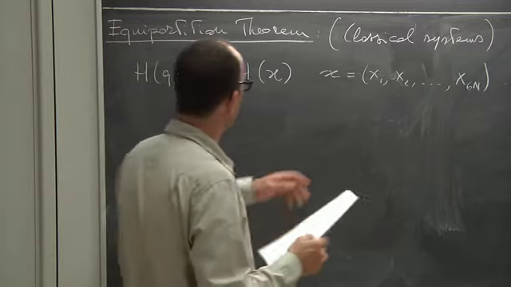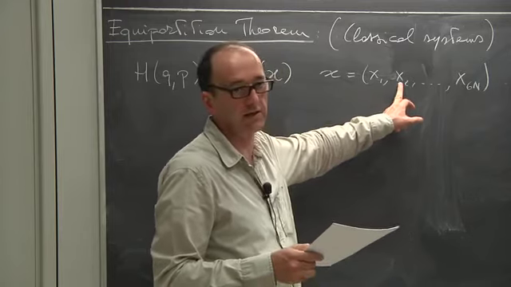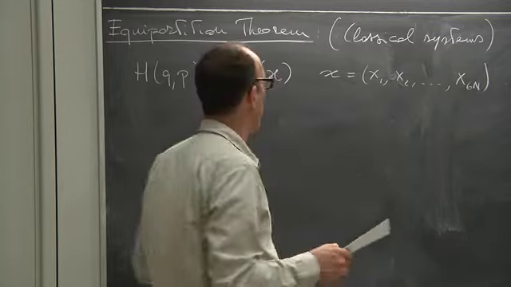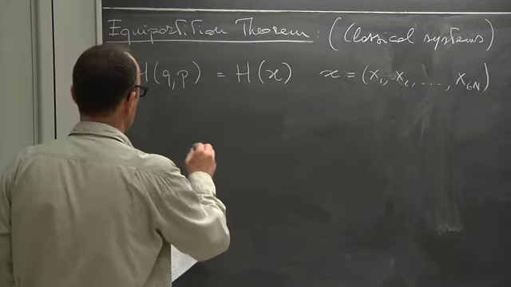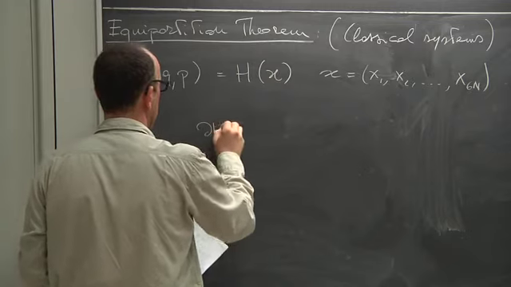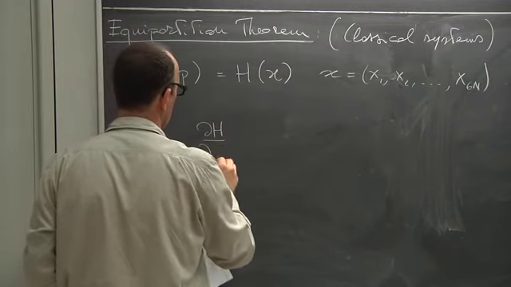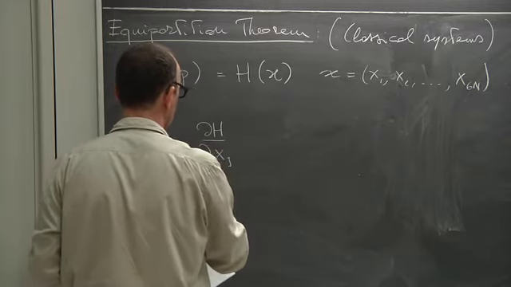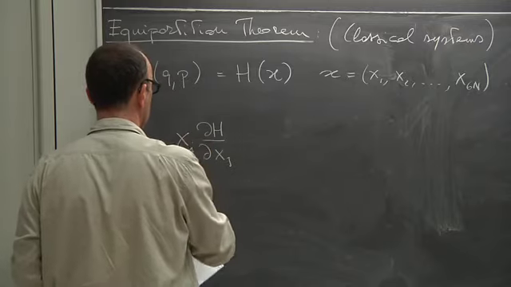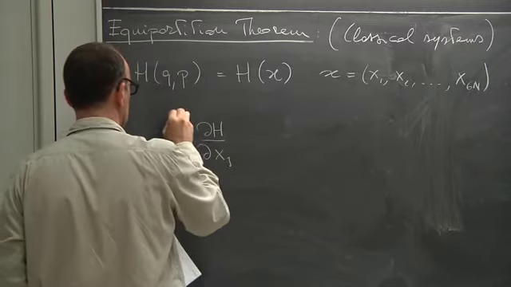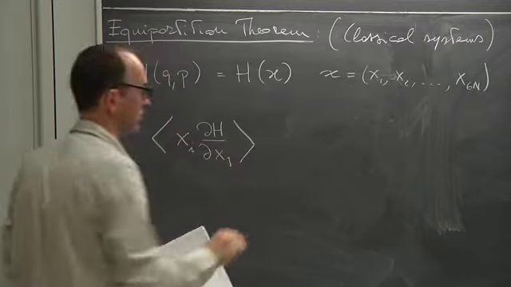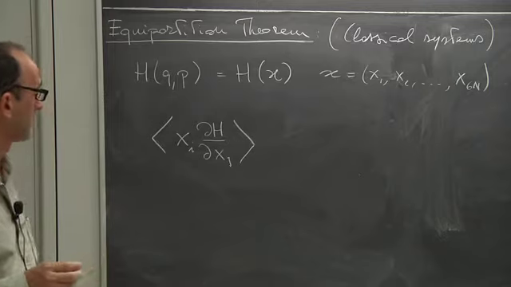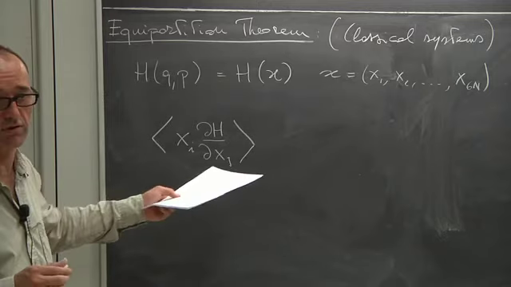So you may imagine that these are either the coordinates or the momenta. Now, what I want to do is to compute the derivative of the Hamiltonian with respect to one of the variables, xj, multiply by variable xi, and then compute the average in the canonical ensemble. So this is the expected value on the canonical ensemble.